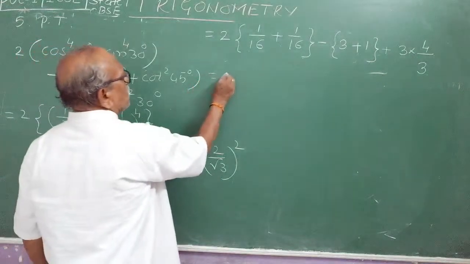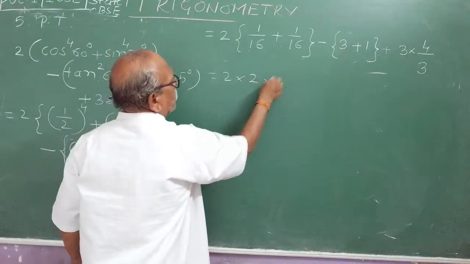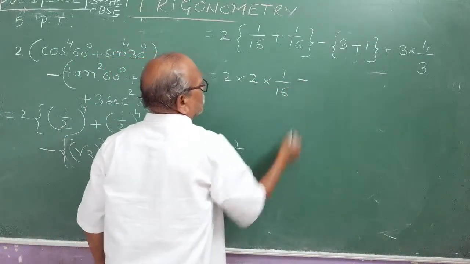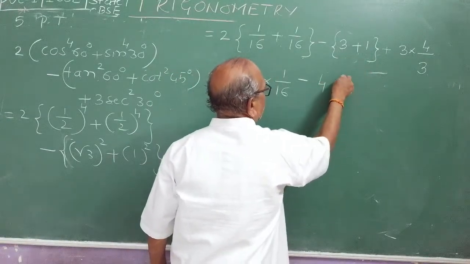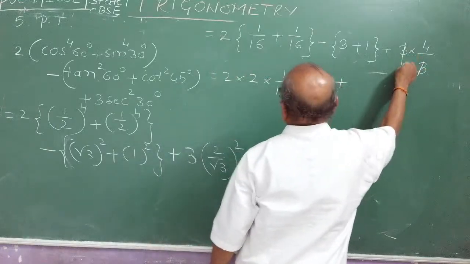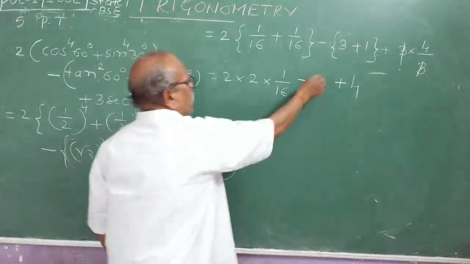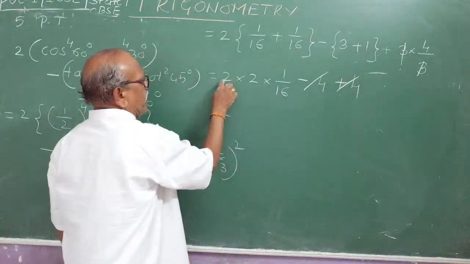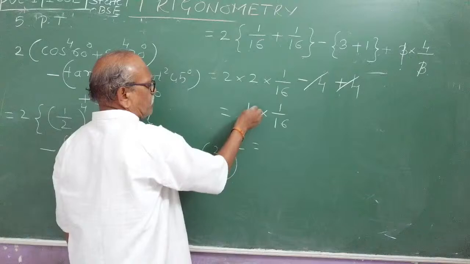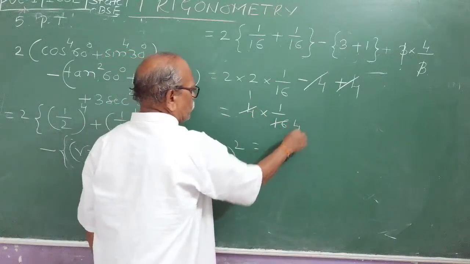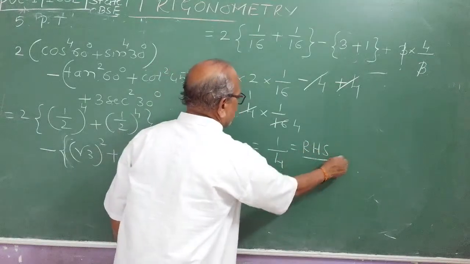Now, how many times 1 by 16 is there? 2 times 1 by 16 is there. Therefore you can write it as 2 times 1 by 16 minus 3 plus 1 becomes 4, right? Plus 3 cancels. You get plus 4. Minus 4 plus 4 cancels. You are getting 2 2s are 4 into 1 upon 16. Can you cancel it? 4 fours are 16. Therefore the answer is 1 by 4. Our answer is correct, which is the right hand side of the equation.